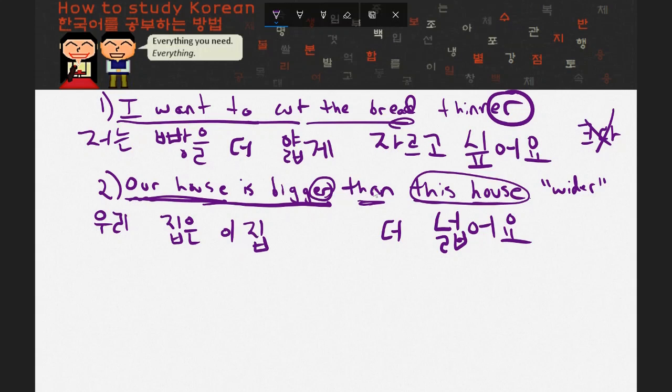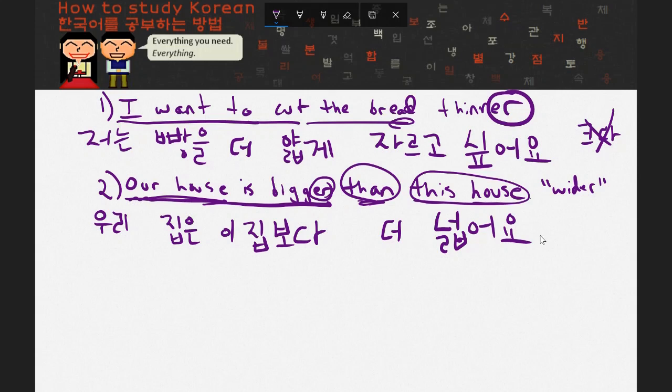Now, as you learned in lesson 19, if you ever want to indicate that something is bigger or thinner or heavier or wider, or whenever you're comparing something, what you want to do is put 보다 after the thing that you're comparing. So here, this whole sentence would read, 우리 집은 이 집보다 더 넓어요.